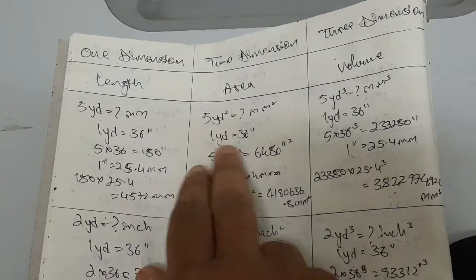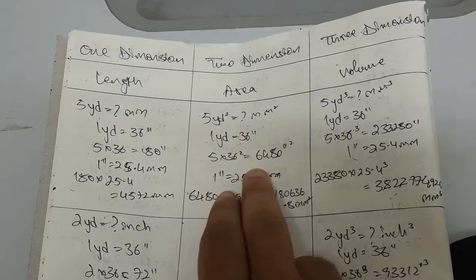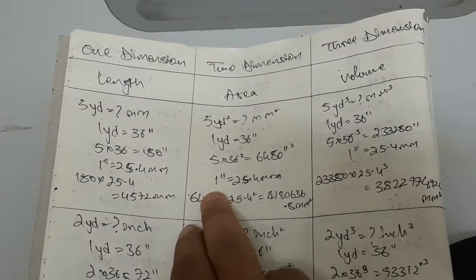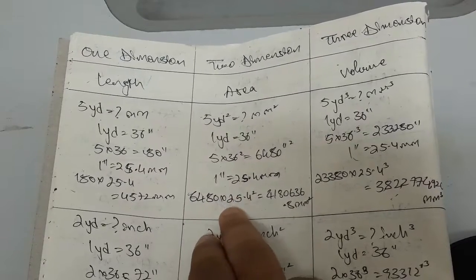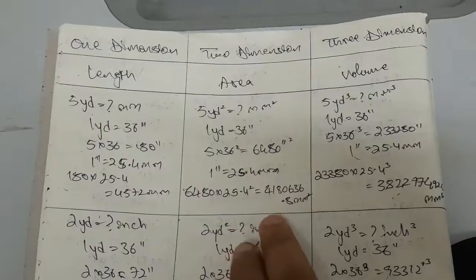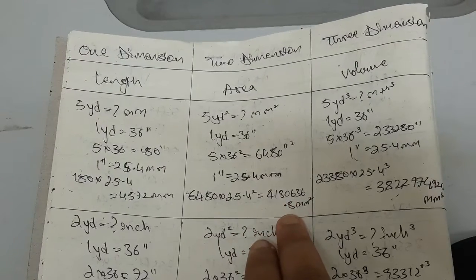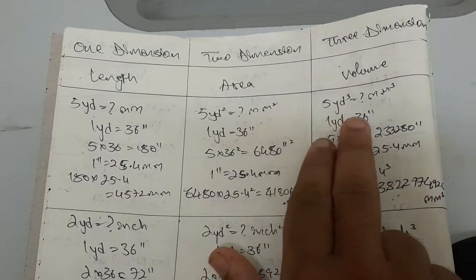Now coming to a second dimension, we have 5 yard square is equal to how many mm square? Since 1 yard is equal to 36 inches, 5 into 36 square gives us 6480 inch square. Now since 1 inch is equal to 25.4 mm, 6480 into 25.4 square gives us 4180636.8 mm square.